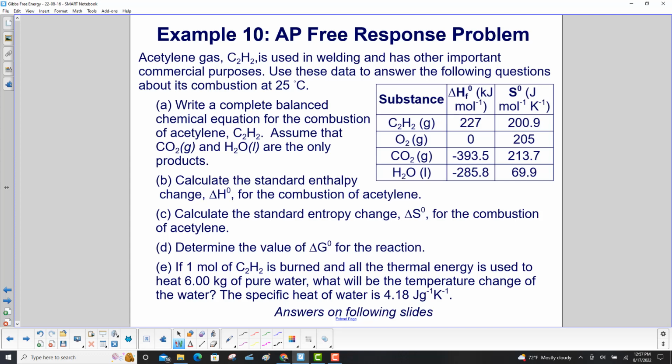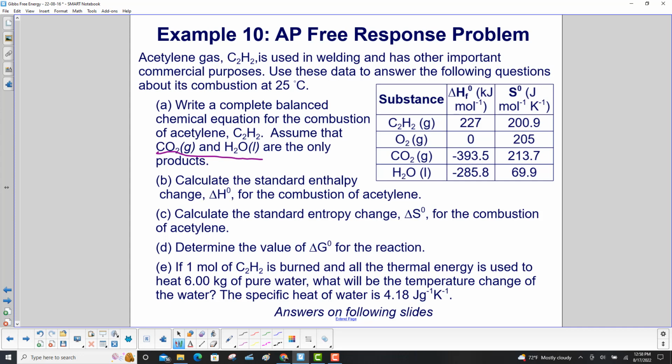Acetylene gas is used in welding and has other important commercial purposes. Use these data to answer the following questions about its combustion at 25 degrees Celsius. First, write a complete balanced chemical equation for the combustion. Assume that the only products are CO2 gas and water liquid. Calculate the standard enthalpy change for the combustion of acetylene.